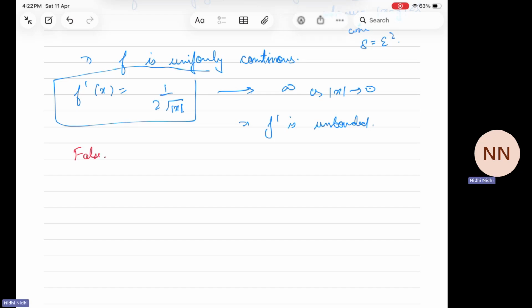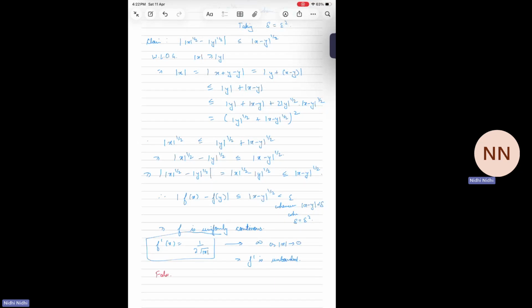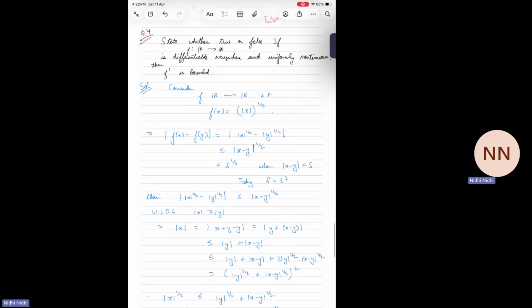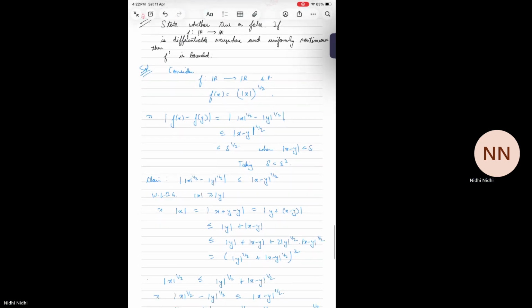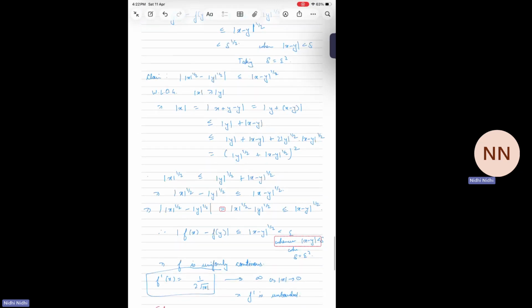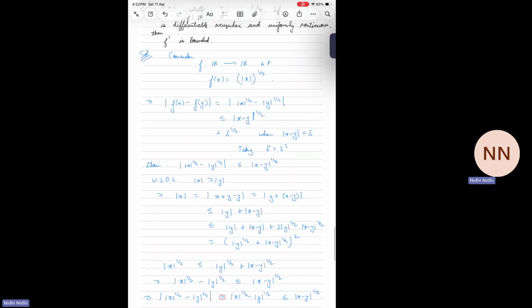I hope this is clear how this function is turning out to be uniformly continuous and differentiable everywhere. I think the only issue of differentiability will be near x equals 0, but there also you'll get that this function is differentiable. But the derivative will obviously be unbounded. So the given statement is false.